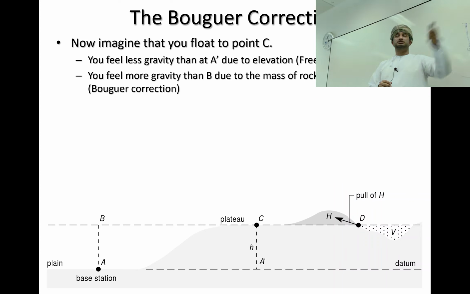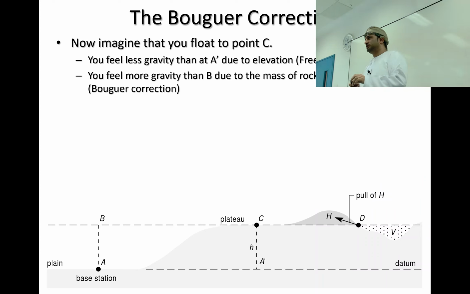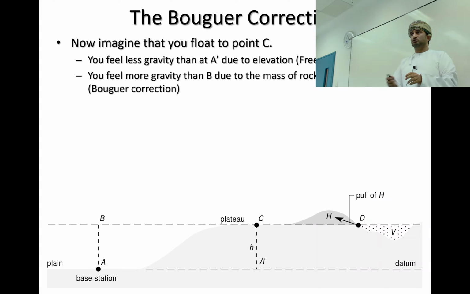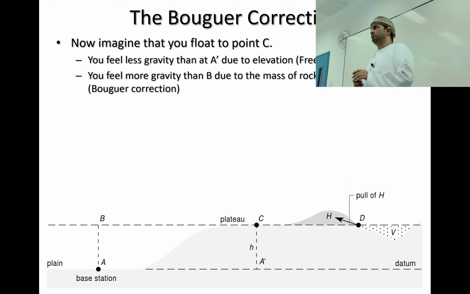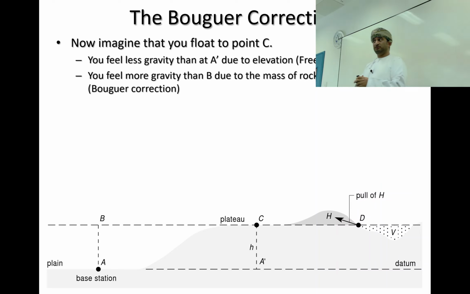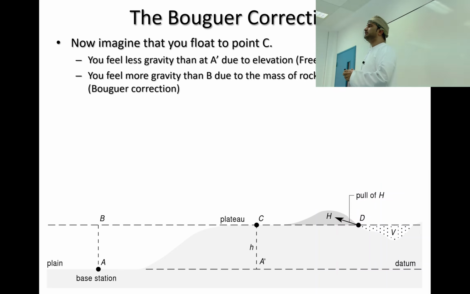So one of them is free air. The second one is Bouguer correction, which we will tackle right now. There is another correction called terrain correction. These are the 3 different corrections in topographic corrections. When we correct for all 3 of them, we call it complete topographic correction.